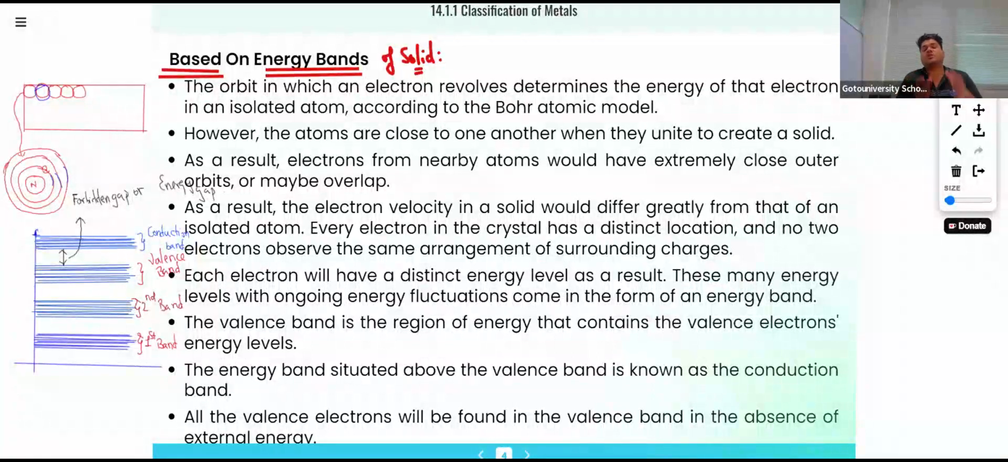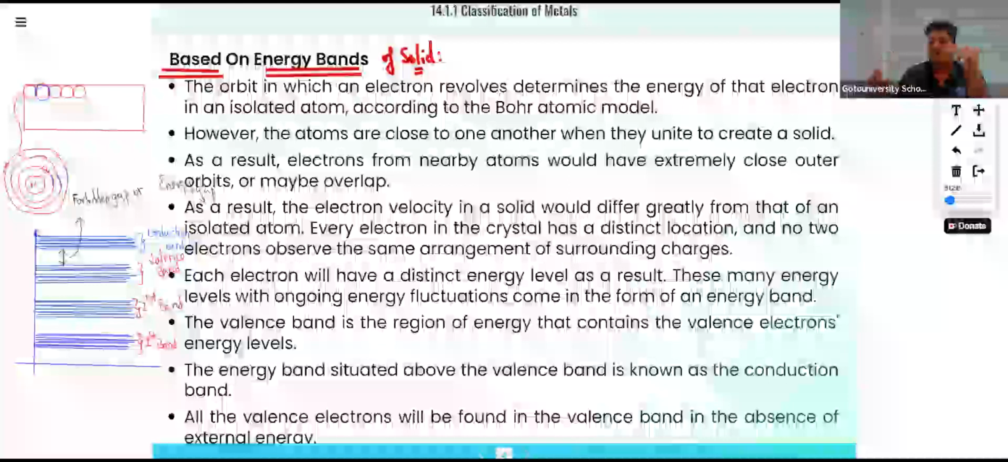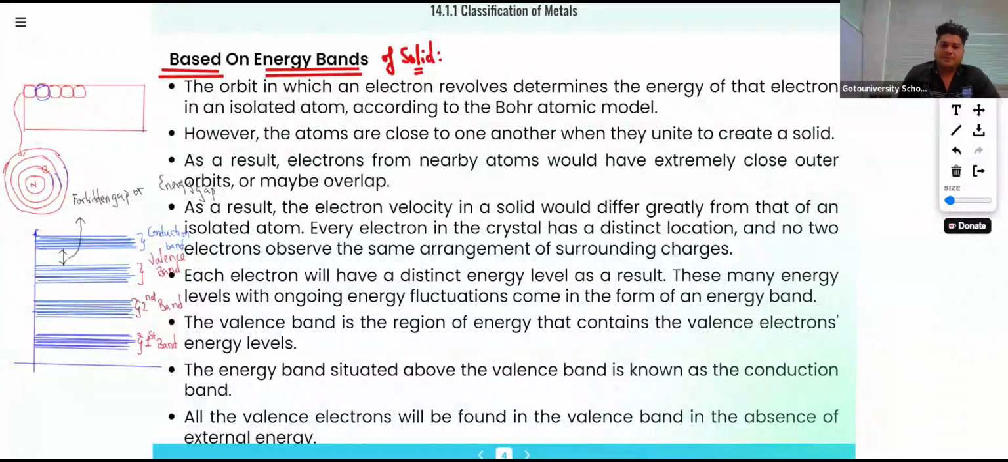Why am I explaining you this story? Understanding this story is very important for understanding how the behavior of conductor, insulator, and semiconductor are different. Okay, now see what we are going to see. First of all, let's say first we have a conductor. In the case of a conductor, your energy gap will look like this.